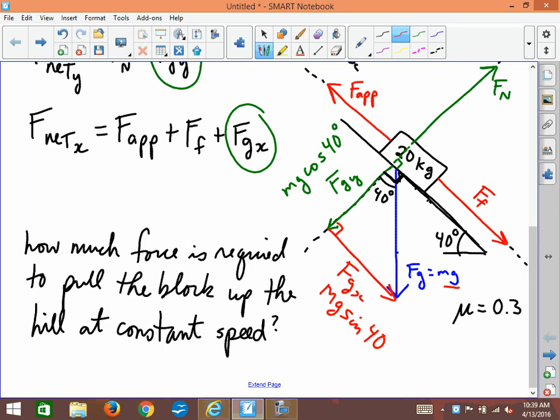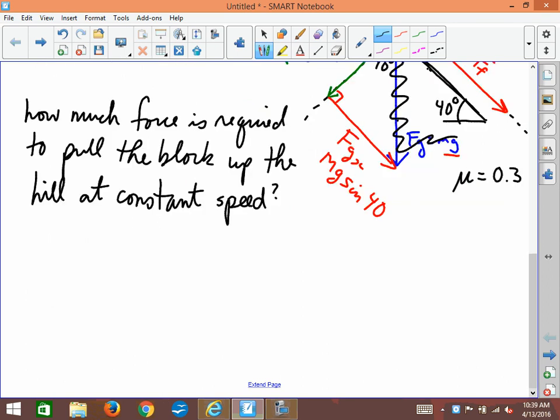So now I can actually use those numbers. And we don't need the blue one anymore because we've replaced it. So let's do our F net forces. Let's start with F net y, which is green.